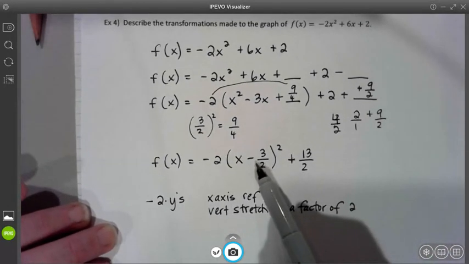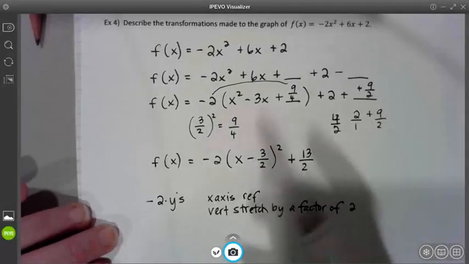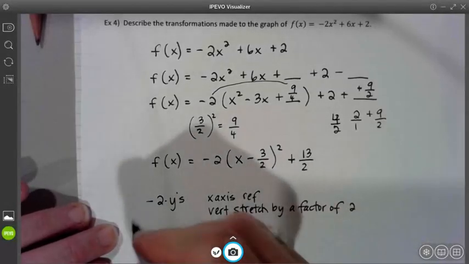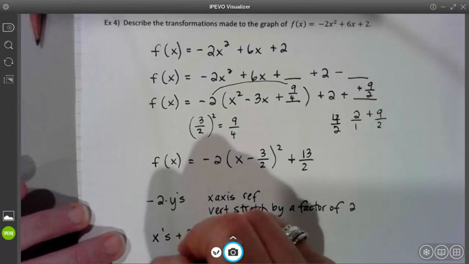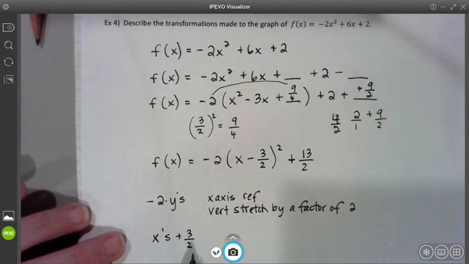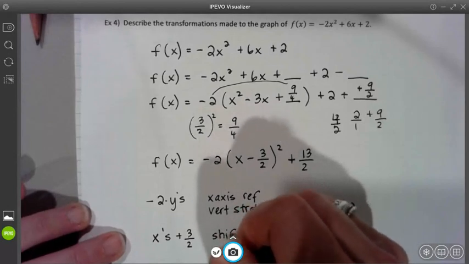All right, this -3/2 is clearly inside the function, so it's being done to x, but we know it always is the opposite of what it appears. So if it says x minus 3/2, this is really going to be taking the x's and adding 3/2 to them. So this is going to take the whole graph and shift it to the right 3/2, or 1.5 units.